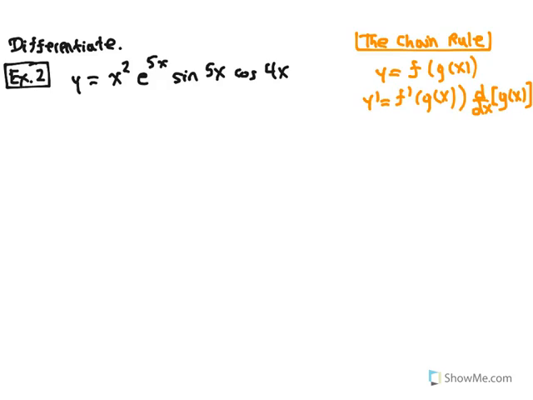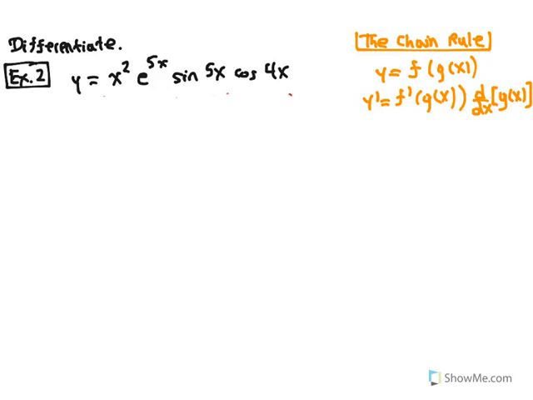For our second example, you'll notice that we have a function that is the product of 4 differentiable functions of x. Furthermore, you will see that the second, the third, and the fourth functions are composition of 2 functions. So in addition to the product rule, we'll be using the chain rule to help us find the derivative of this function.